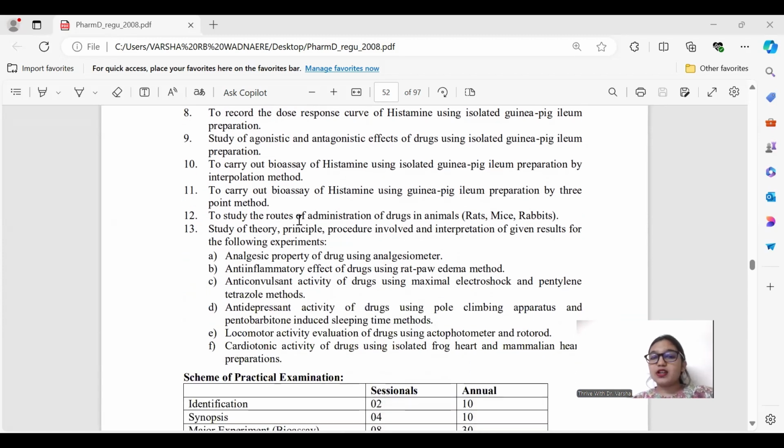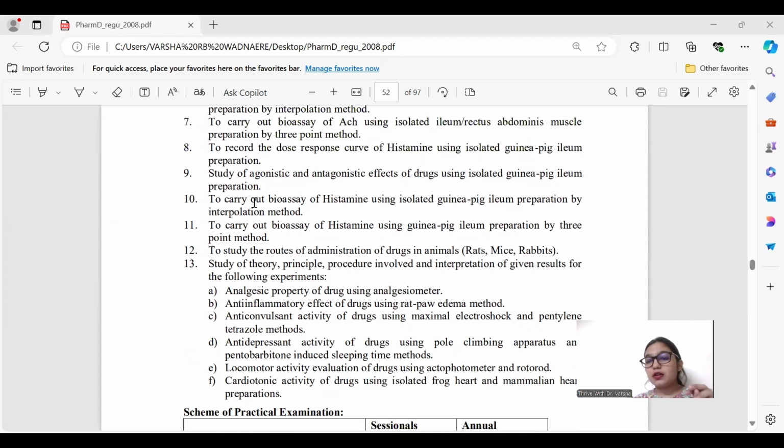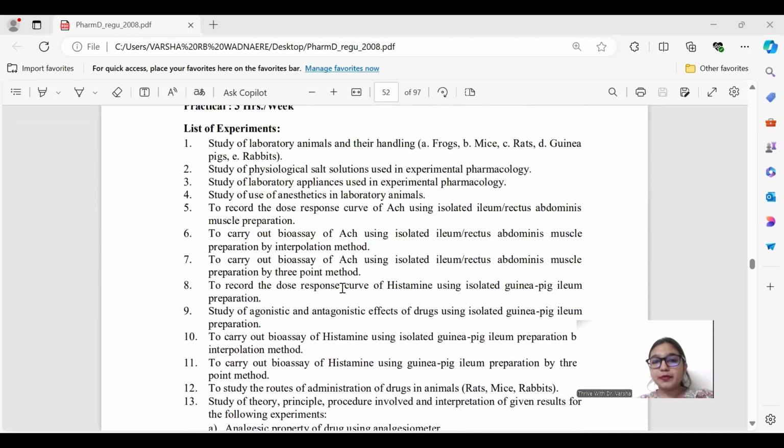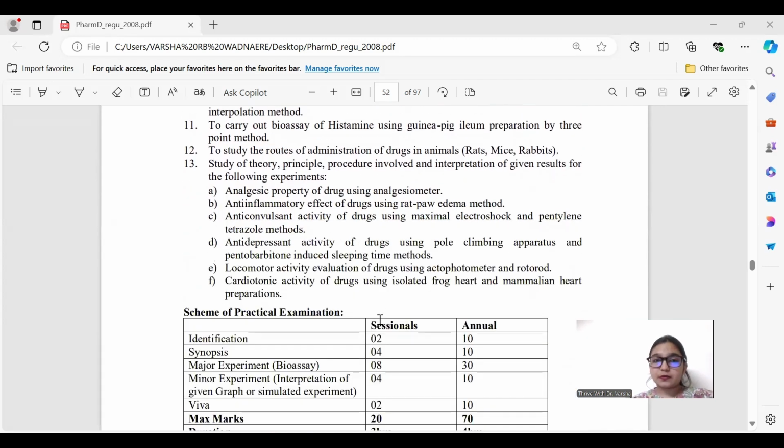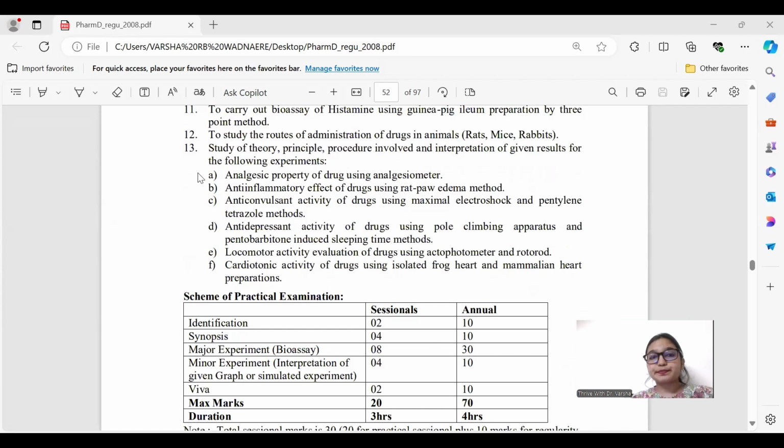Then, to study the routes of administration of drugs in animals. Now this, the 12th, will be asked for your synopsis. First, second, third, fourth, and 12th can be asked in your synopsis. The rest of the experiments will be asked in your minor as well as major. Now from 5th to 11th will be asked in your major, most probably, and the 13th one can be asked in your minor experiments.